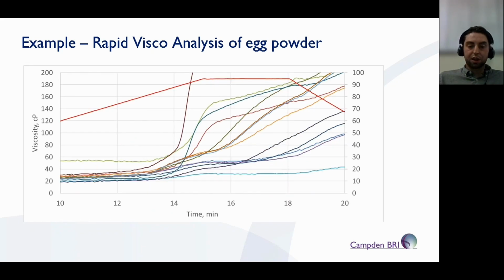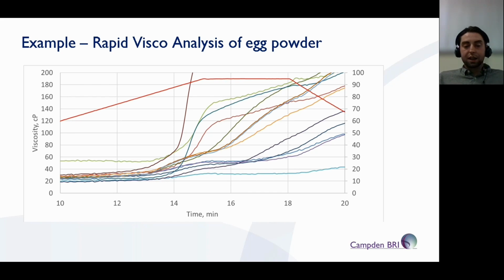If I zoom in on this, you can see there is such a range between these egg powders in when they begin to set and how much they begin to set. And it was looking at this setting point which gave a much better correlation between the batches that were causing problems and the batches that were not causing problems.